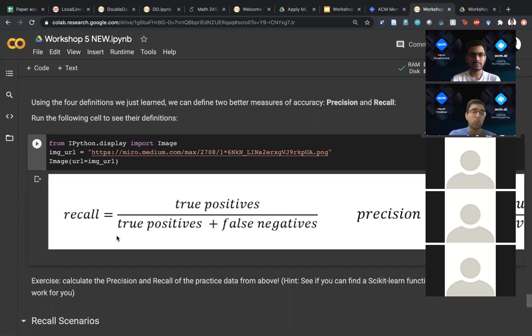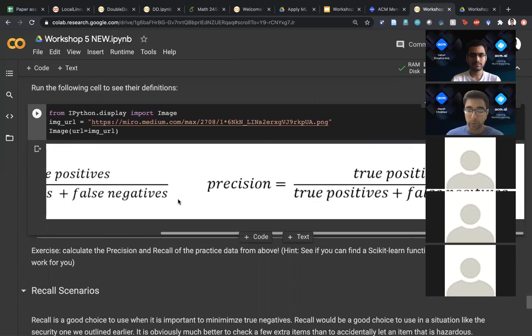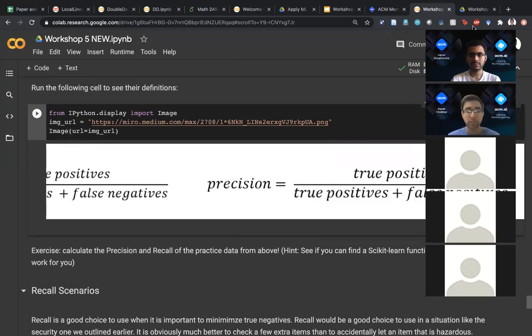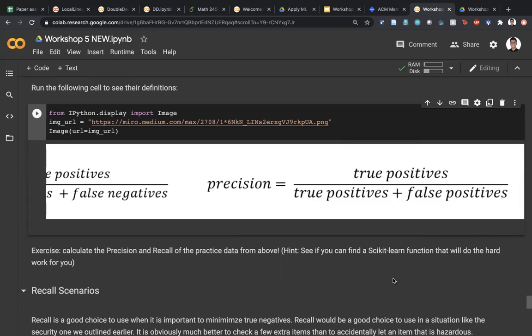Awesome. So recall equals true positives divided by true positives plus false negatives. And precision, on the other hand, is equal to, Varun, if you could scroll, it'll show us what that is. Yep, true positives divided by true positives plus false positives. So these are two specific metrics.